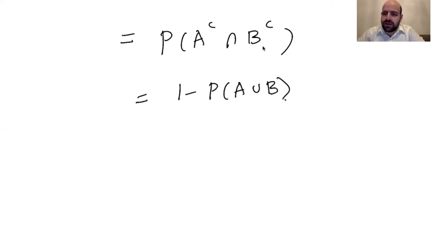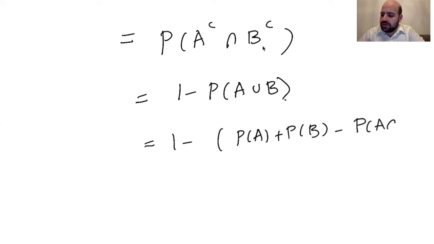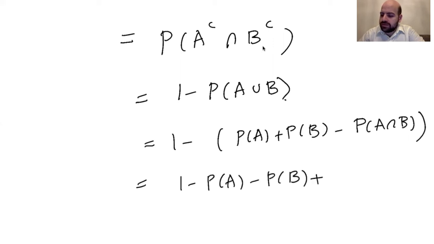right? Because of course A union B is the complement of A complement intersection B complement by De Morgan's law. And then I can write 1 minus P of A union B. You know the formula, right? It's P of A plus P of B minus P of A intersection B. So then this is 1 minus P of A minus P of B plus P of A intersection B.